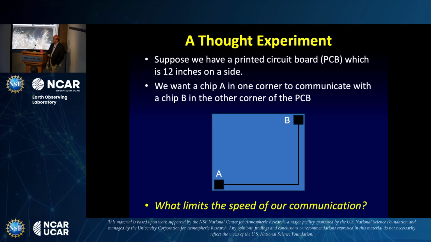So the question is, what limits this communication? Where are the fundamental limits for two chips communicating on a board? This is basically key. This is the base thing that we need to understand when we're designing microelectronics systems. So what limits this?